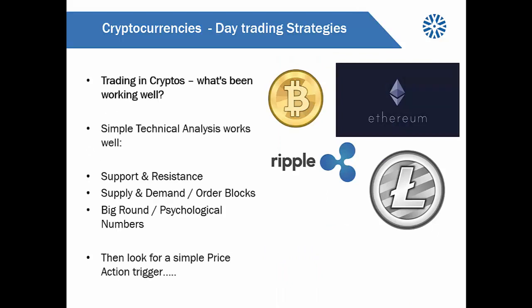So as we said, what has actually been working well? Well, actually very simple technical analysis has been working well, being able to identify levels of support and resistance, looking for the supply and demand in the markets or order blocks, and also in particular big round or big psychological numbers, at which point traders would be looking for a very simple price action trigger, and that's something you can actually have a particular look at.